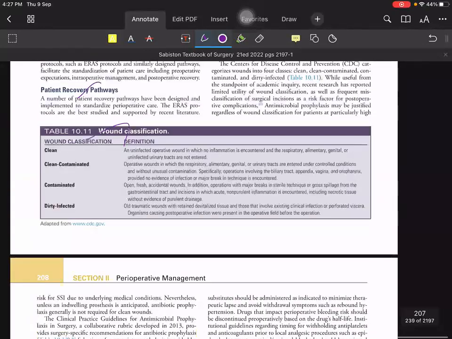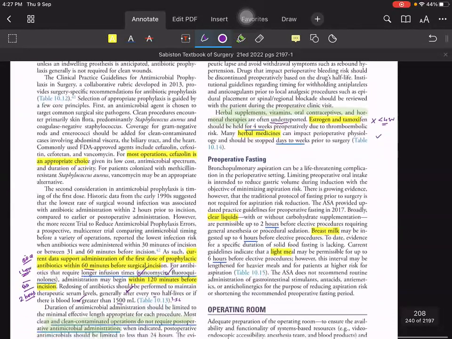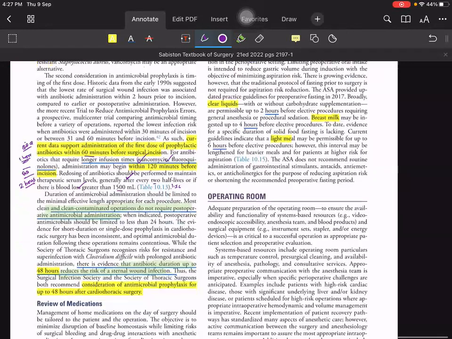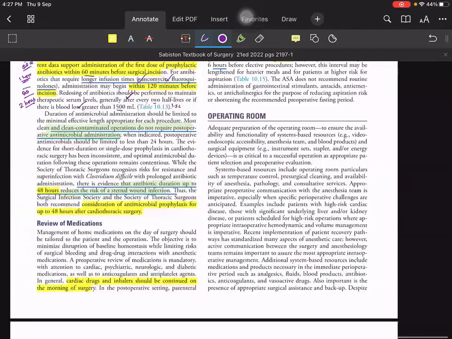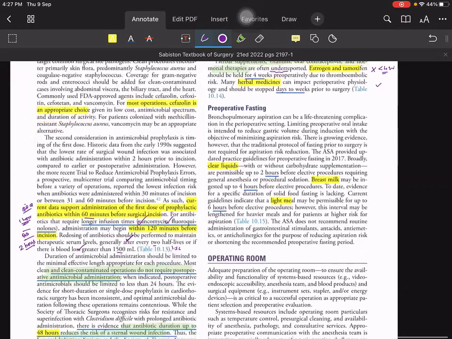Just coming back to our chapter. Estrogen and tamoxifen 4 weeks, and herbal medicine we already saw. We are now on page number 208. Next is preoperative fasting. They're telling that clear fluids 2 hours, breast milk 4 hours, light meal 6 hours.